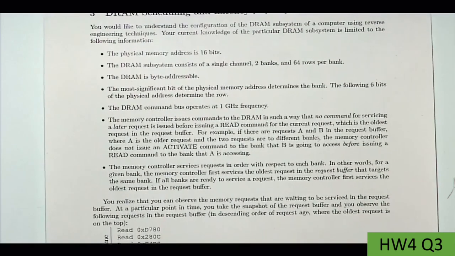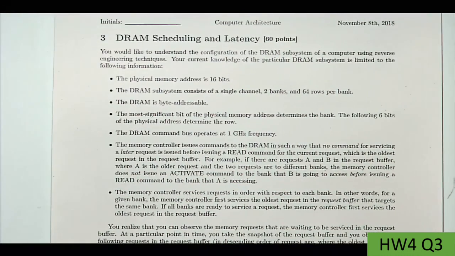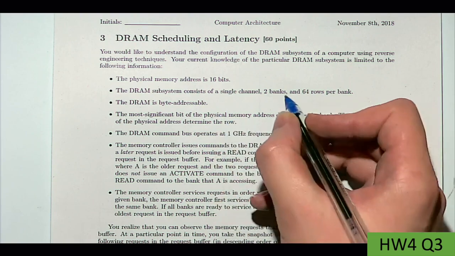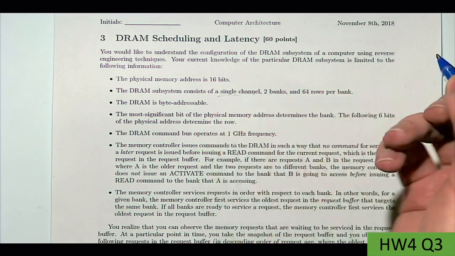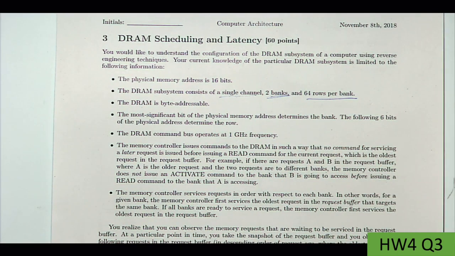So basically, in those physical addresses, we can figure out exactly to which bank and to which row they go based on the information given in the question. So we have a single channel, so we don't care about channels. We have 2 banks and 64 rows per bank, right?